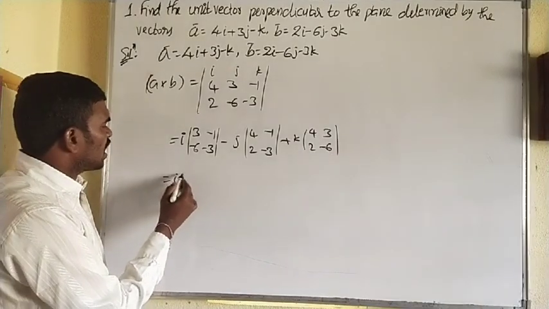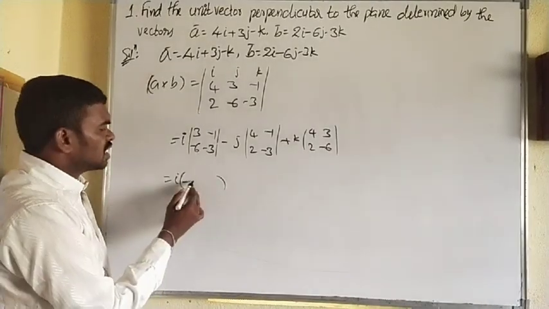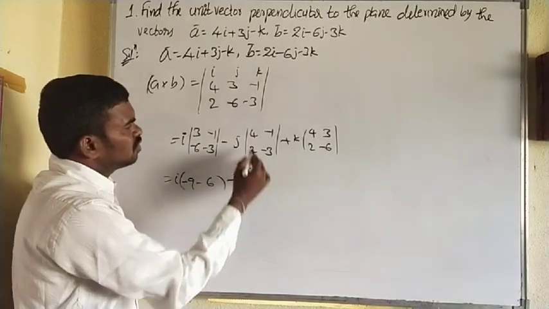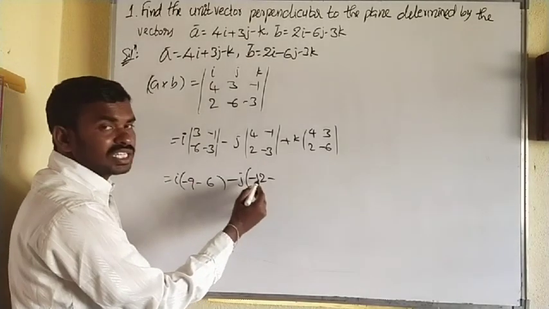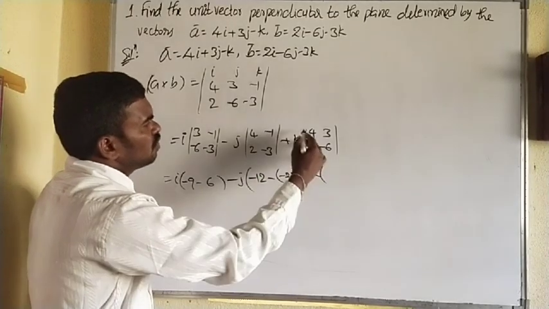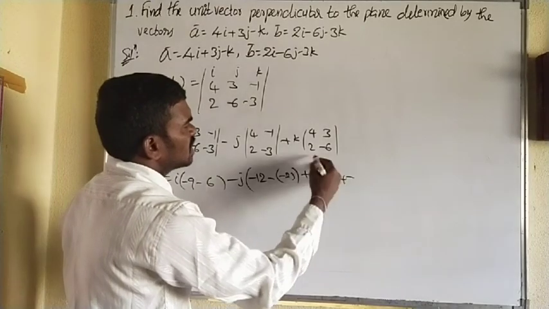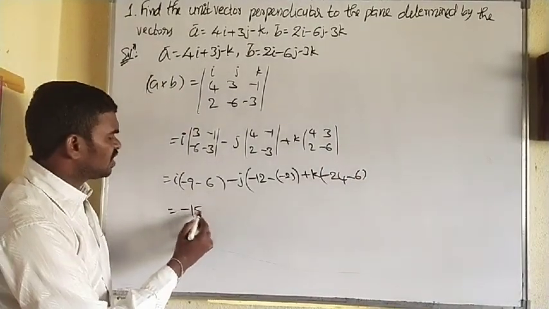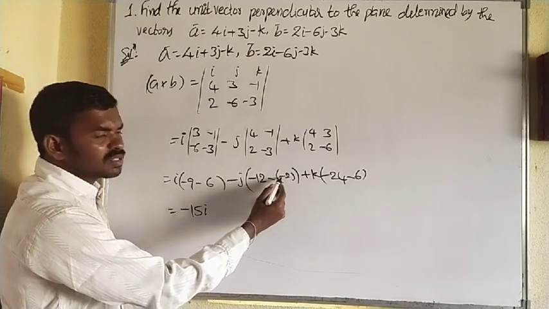Okay. Next i into 3 into minus 3, minus 9, minus 6 into minus 1, 6. Next minus j into 4 into minus 3, minus 12, minus 2 into minus 1, minus 2. Next plus k into 4 into minus 6, minus 24, minus 2 into 3, 6. So now minus 9 minus 6 how much? Minus 15i. Minus into minus is plus here.